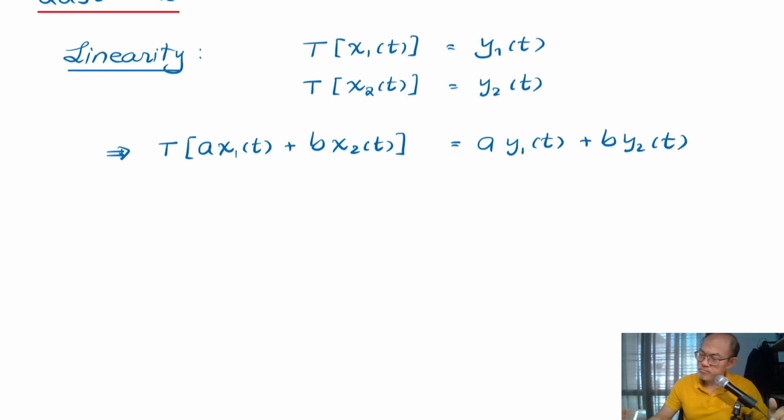The second property that we talked about last time was the time invariant property.